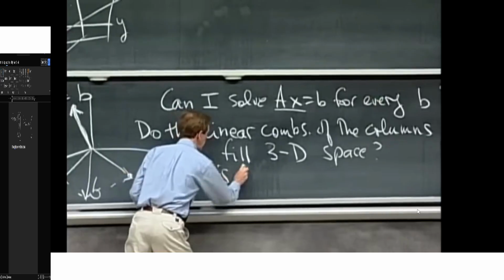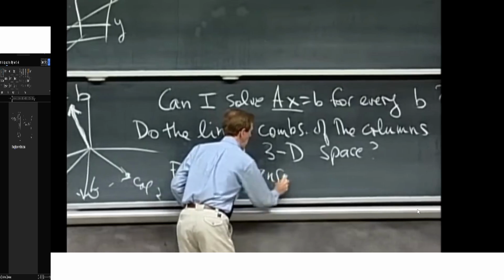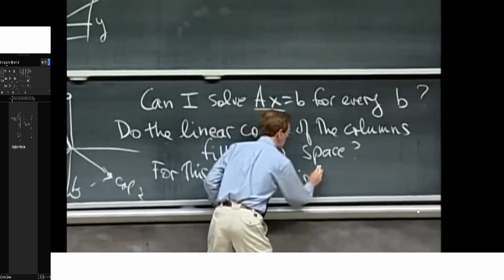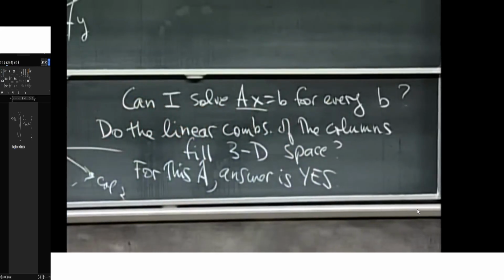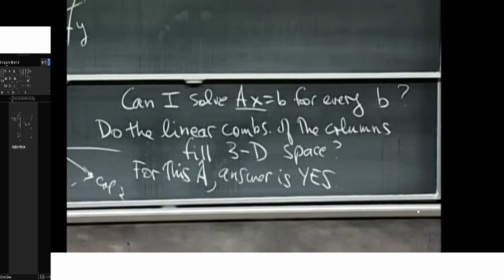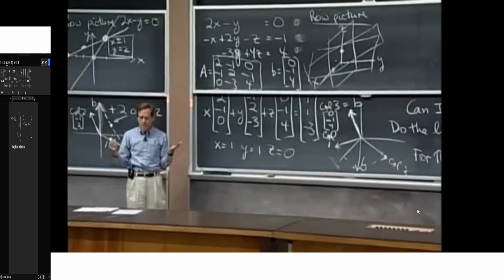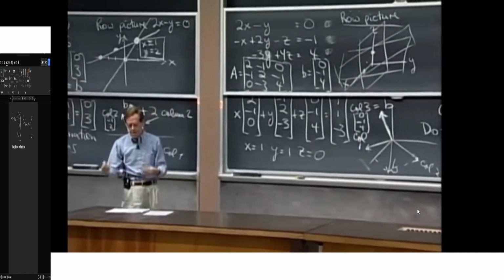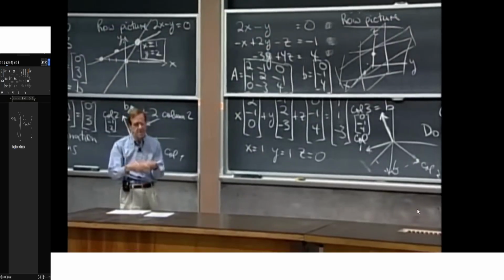For this matrix A, for these columns, the answer is yes. This matrix that I chose for an example is a good matrix, a non-singular matrix, an invertible matrix. So those will be the matrices that we like best.